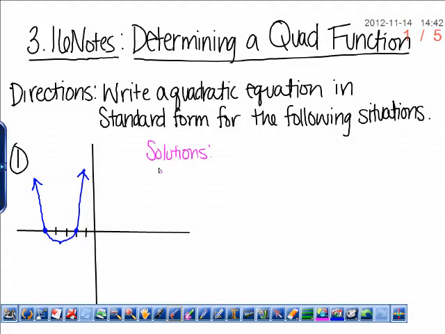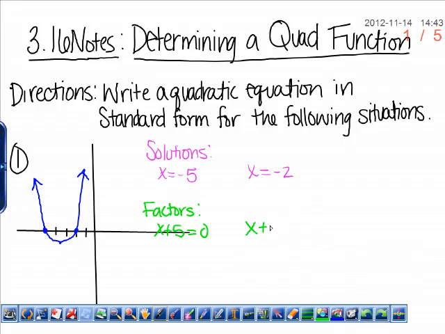All right, so the first thing we're going to do is determine our solution. So we have x equals -5, and we have x equals -2. All right? Next thing we're going to do is turn those solutions into factors. Okay? How would I turn this into a factor? Yeah, get it equal to 0. So I would have to add 5, and I would get x plus 5 equals 0. What would I get on this one? X plus 2 equals 0.